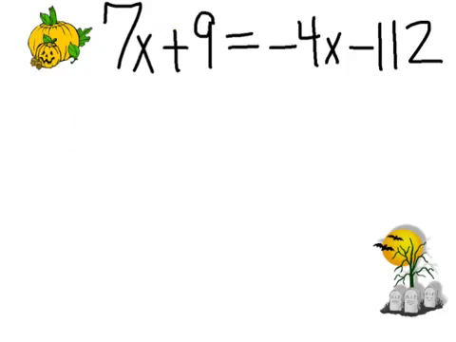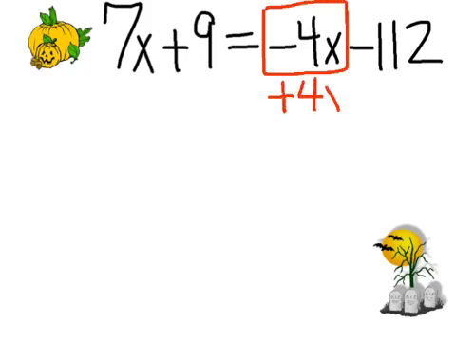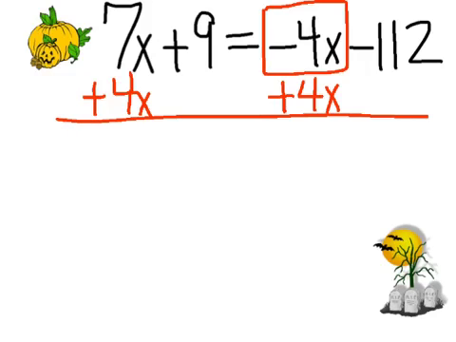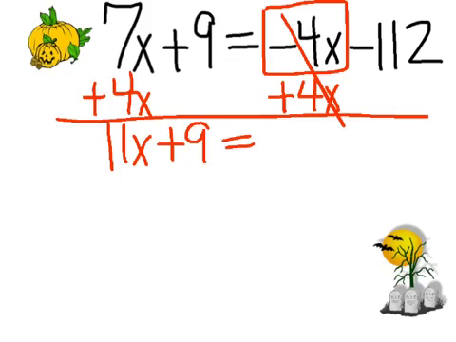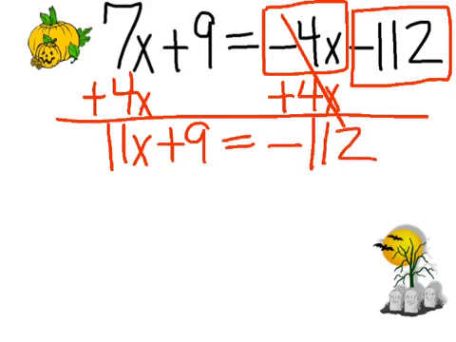Alright, for example problem number 3, we have 7x plus 9 is equal to negative 4x minus 112. We want to move our negative 4x to the other side, so we add 4x to both sides. When we add 4x to both sides, 7x plus 4x is 11x plus 9. Negative 4x plus 4x is just 0. We have a minus 112, so our number on the right side will be negative 112.